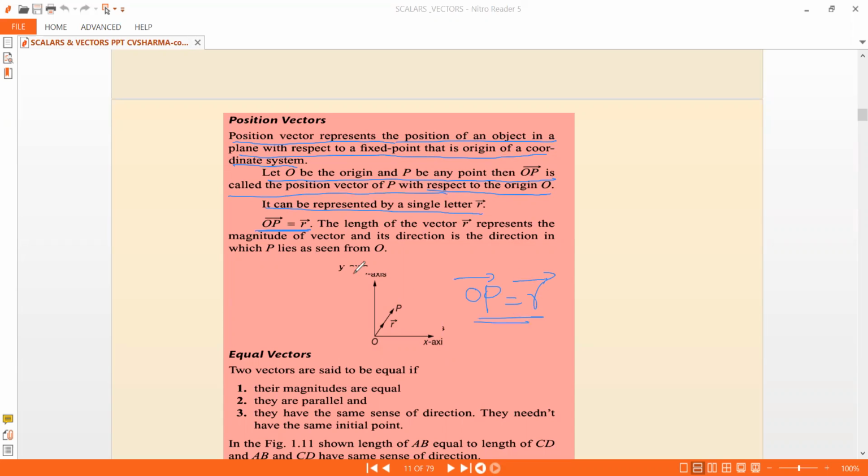I explained the position vector, like how to write it as a point. I think I discussed all these things in the earlier video, but as per the notes, this is how you can see it. The length of the vector r bar represents the magnitude of the vector, and its direction is the direction in which P lies as seen from O. So this is connecting from O to P. In which direction is P when you stand at O? That is the vector OP bar, and that's what the position vector is. I hope you got this. Now let us move on further.